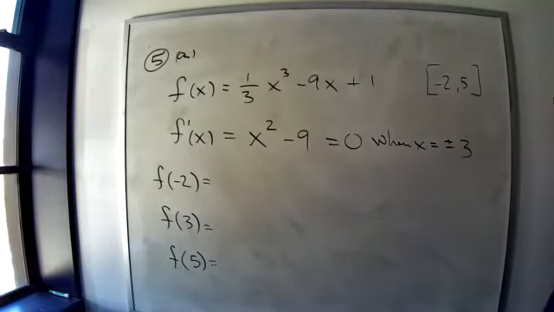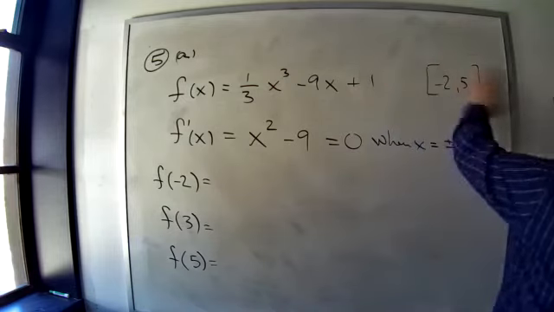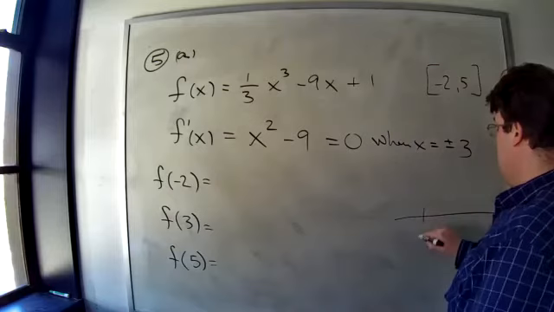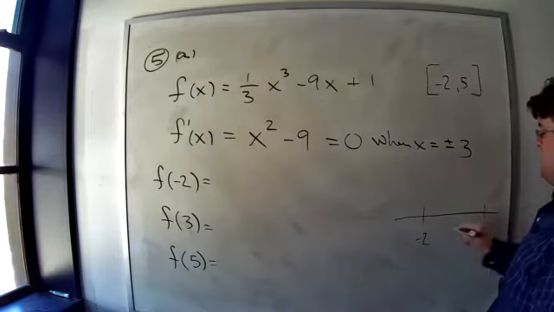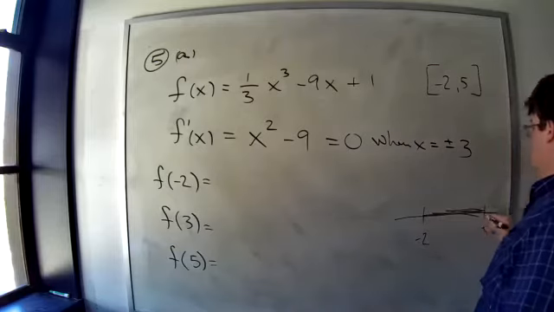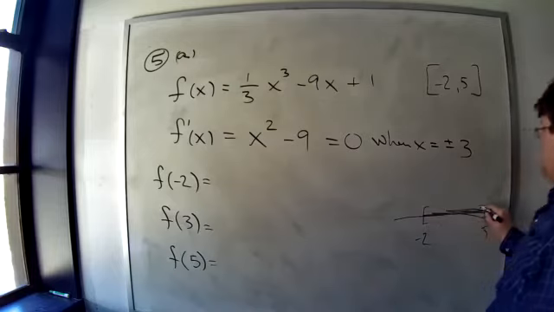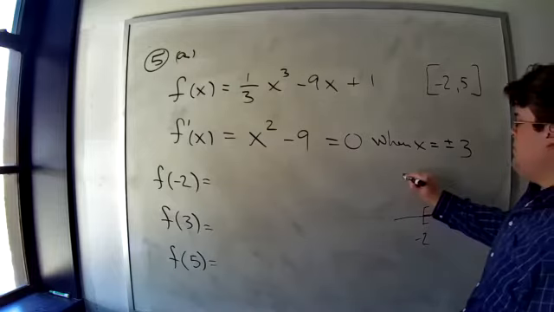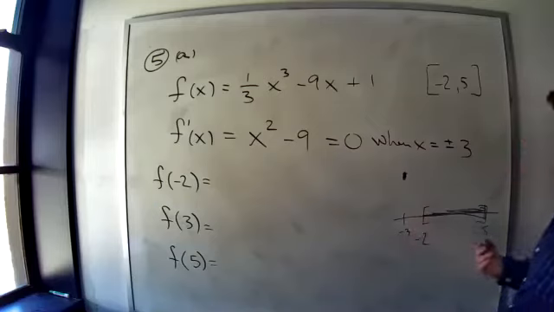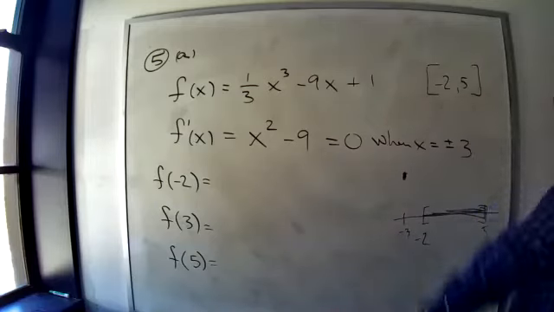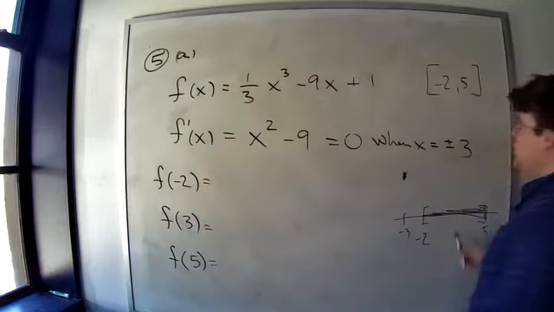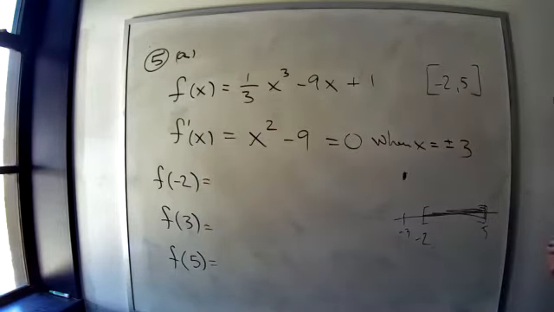But we're only looking inside the interval -2 to 5. So all that matters is what happens to the function inside there. What happens over here at -3 doesn't matter. So to figure out the absolute maximum, absolute minimum on this interval, all we need to consider are the 2 endpoints and +3.